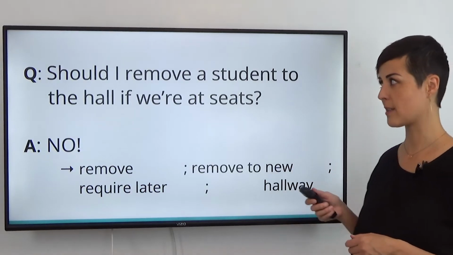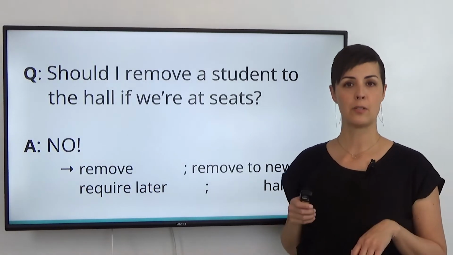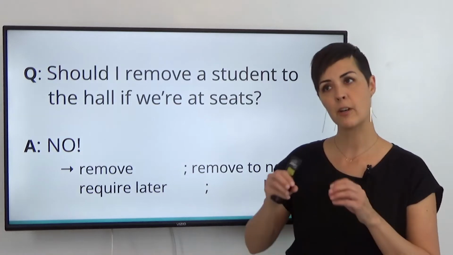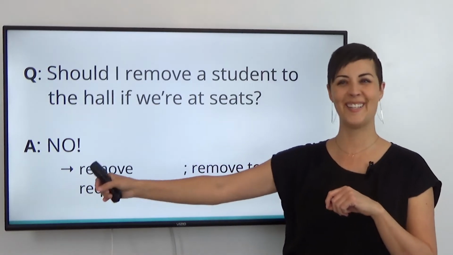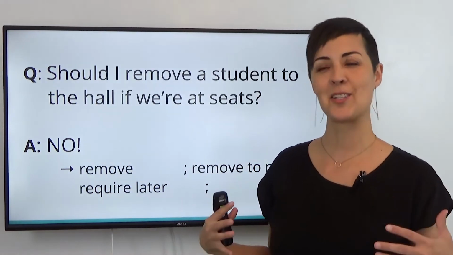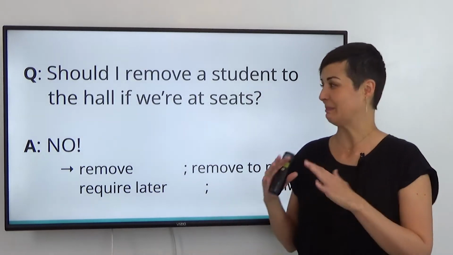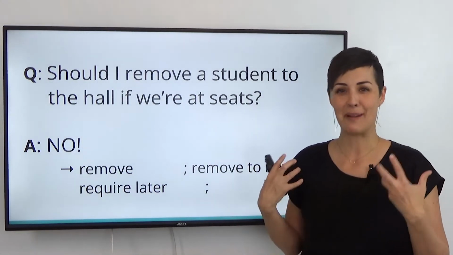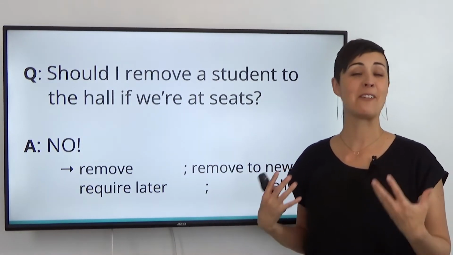Here's a question teachers ask then. Well, should I remove a student to the hall if we're at our seats? Like, I can't very well remove a student to the rug if we're all at our seats and that's where the disruption occurs. My opinion, my answer, what I've read in research, I would say no, absolutely not.